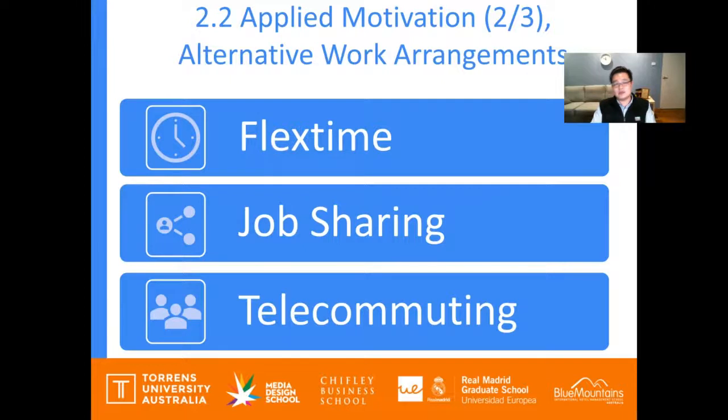Applied motivation, the second one, we're talking about the alternative work arrangement, flexi time. That is not very common in China at this moment, but that is a common practice in Australia. Flexi time means you don't have to be, for example, in the office from 9 to 5. You could be in the office during the period from 8 a.m. to 8 p.m., which is 12 hours, but you don't have to be there for the full 12 hours.